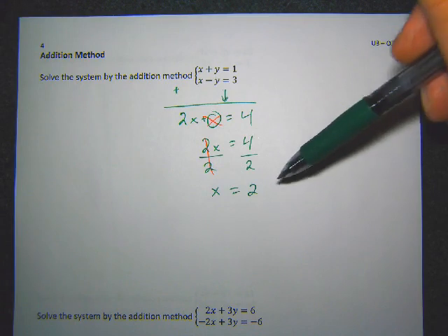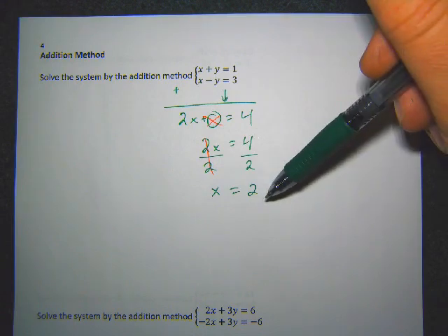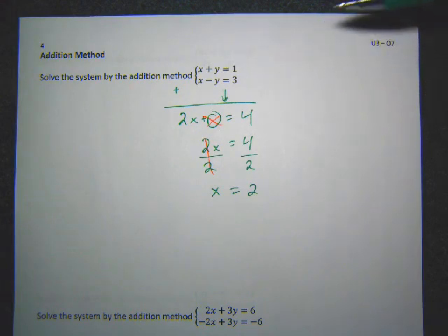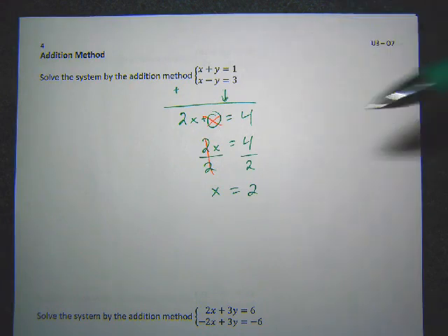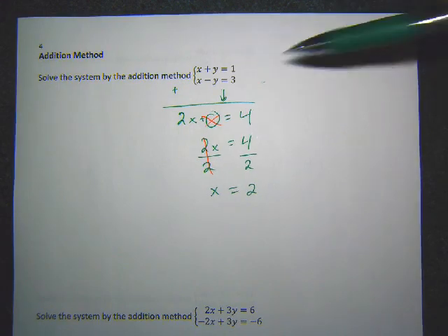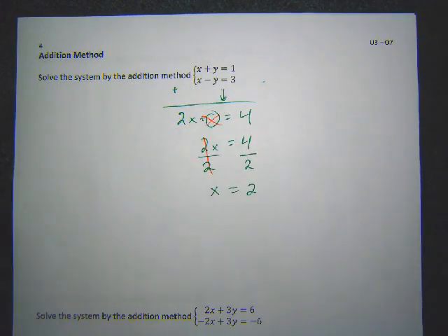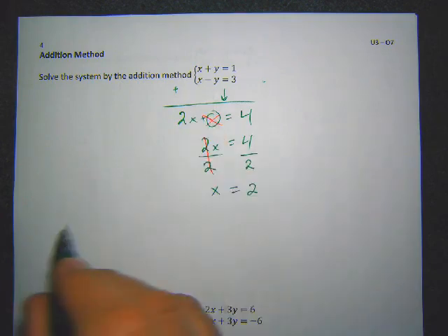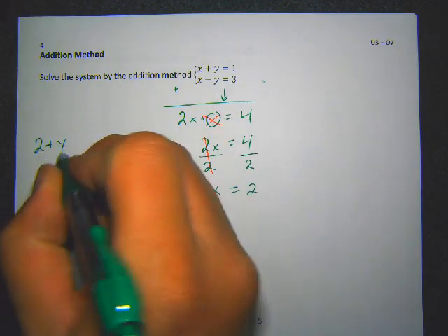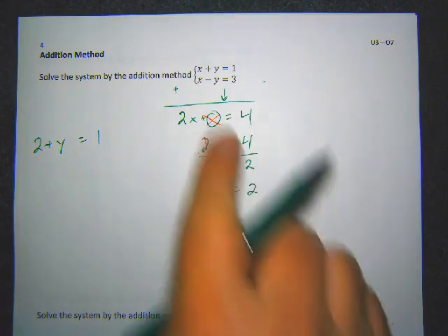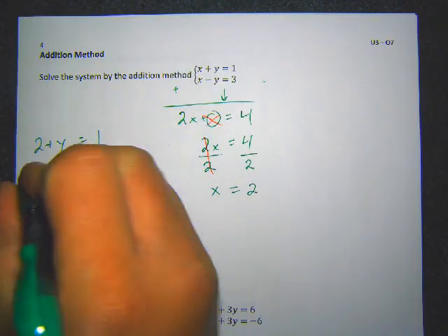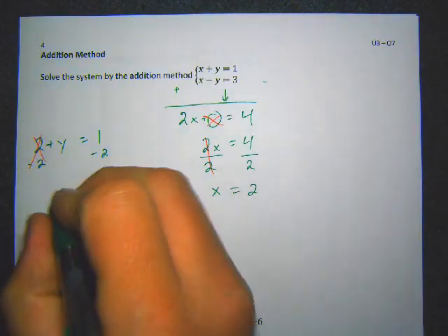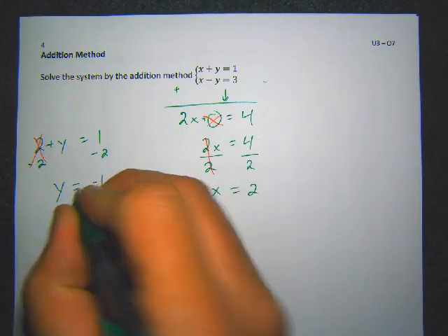Now we're not done, of course, because once you find x, you have to go back and find y. In this one, since we didn't solve anything for y, we don't really have a preferred equation to put it in, so we can just pick whichever one we like. I'd probably just go with the top one because it's got positives, and that's usually a little bit easier to work with than negatives. So put 2 in for x in the top one: 2 plus y equals 1. I'm going to subtract 2 from both sides, get rid of this 2, and you get y equals -1.